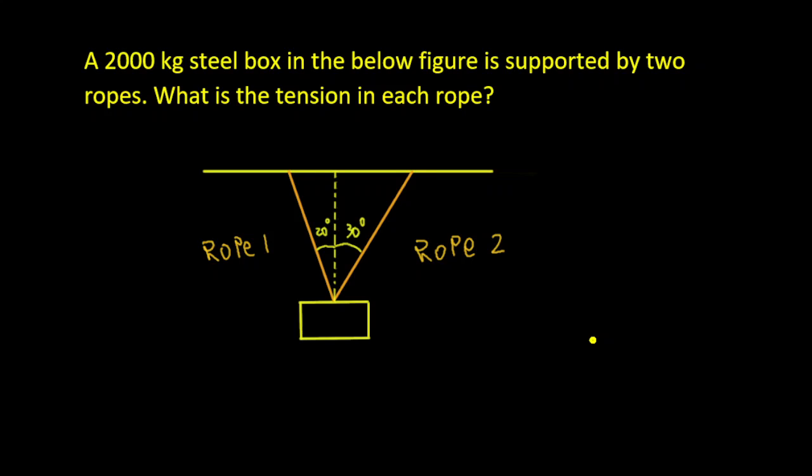Let's solve a physics question here. The question is, a 2000 kilogram steel box in the below figure is supported by two ropes. What is the tension in each rope?